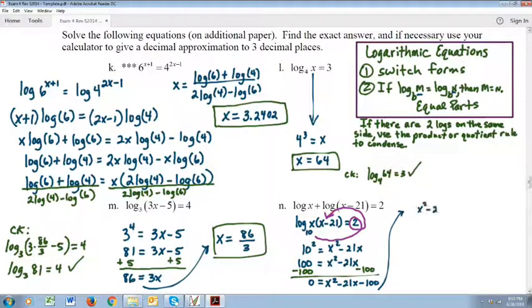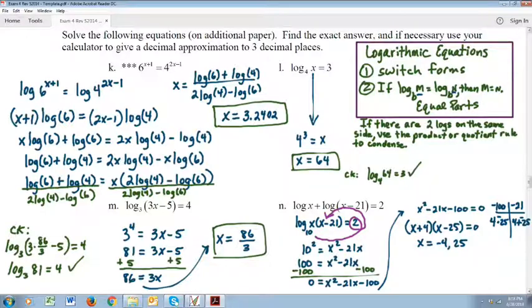And I'm going to move up here. So I need 2 numbers that multiply to negative 100 and add to negative 21. And without too much trouble, you should be able to find that 4 and negative 25 work. So this factors as x plus 4 times x minus 25. And so we get negative 4 and 25.